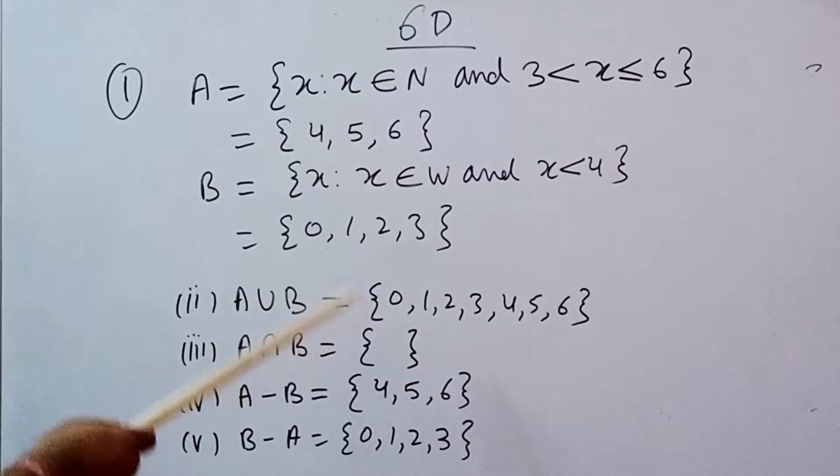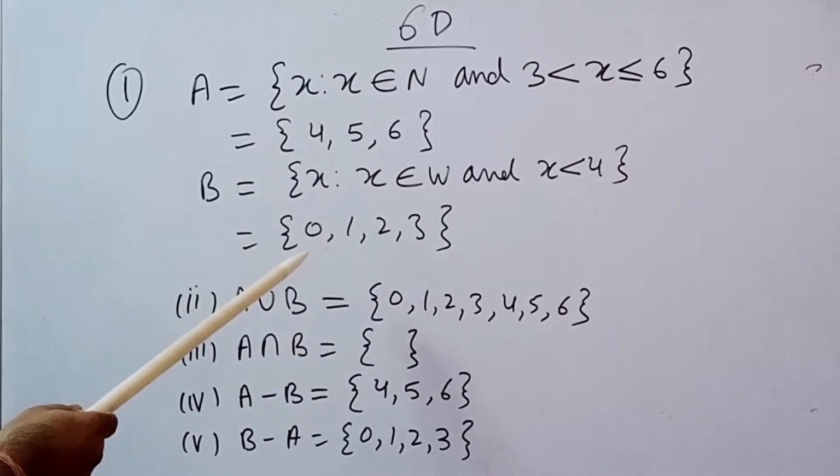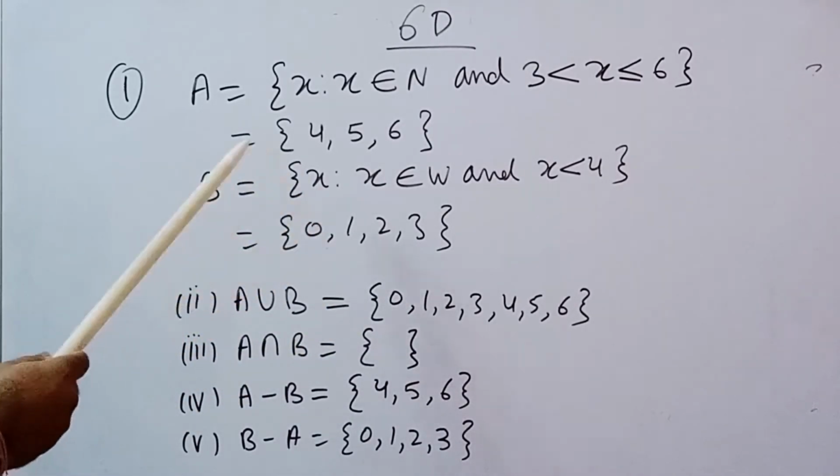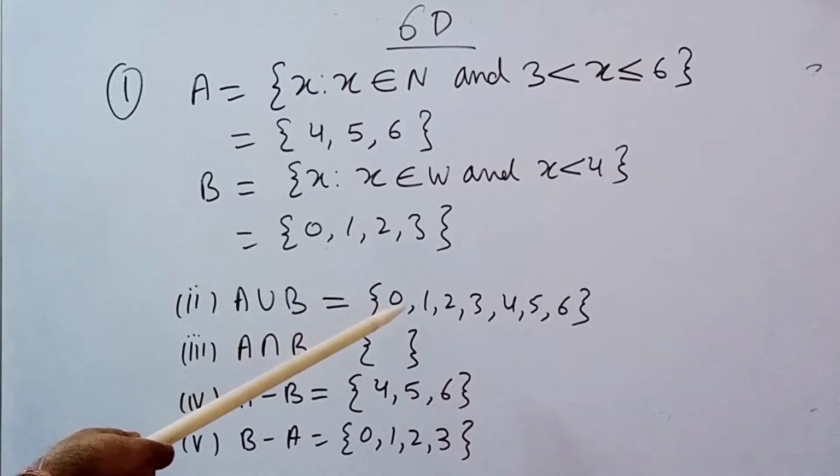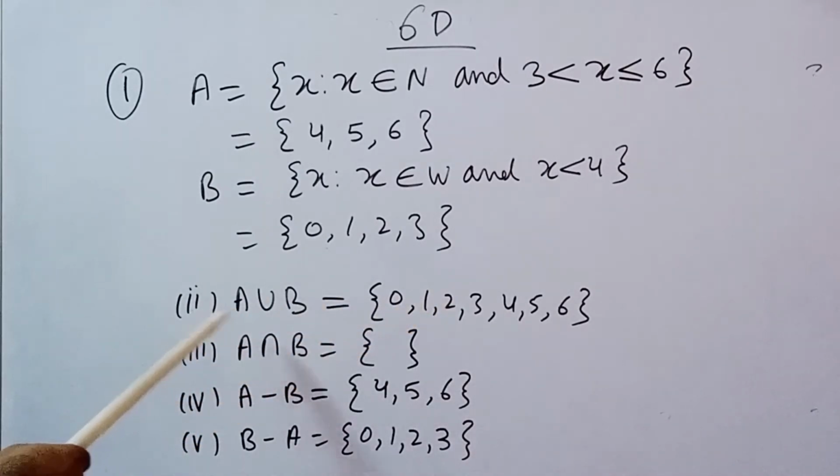A union B is what? All the elements of A and all the elements of B, but we will not take the common element twice. So 0, 1, 2, 3, 4, 5, 6 is the A union B.